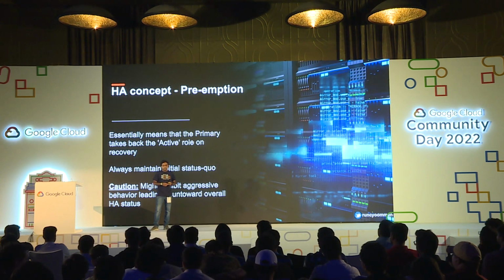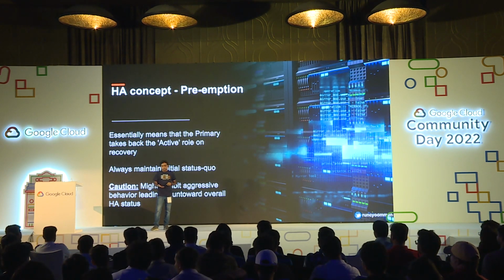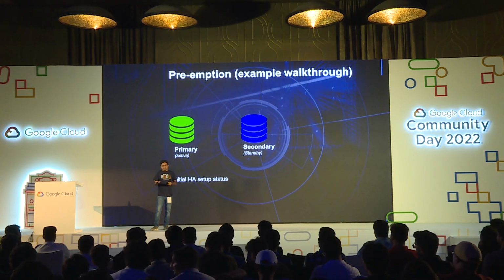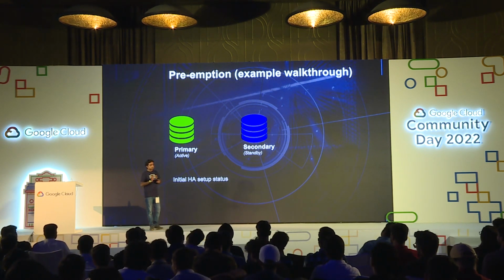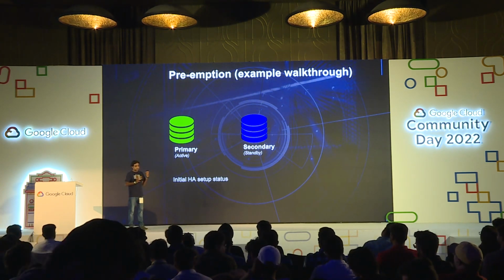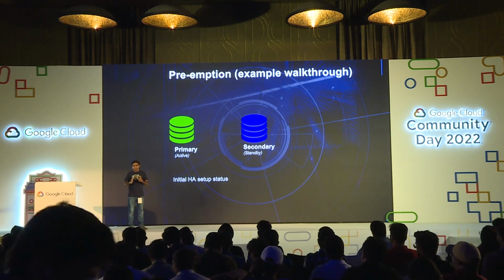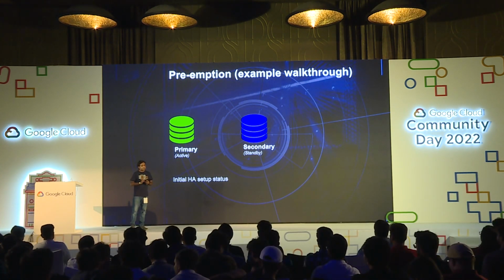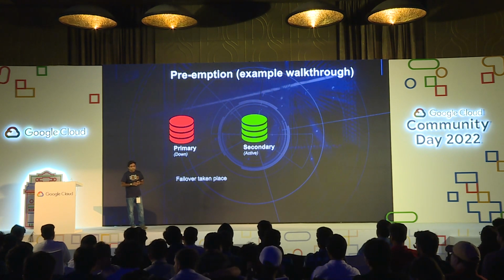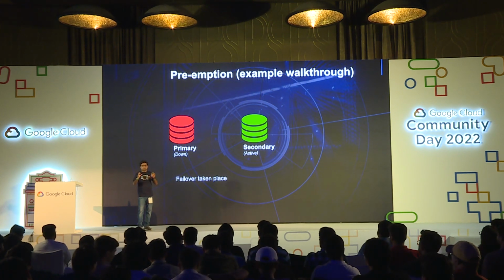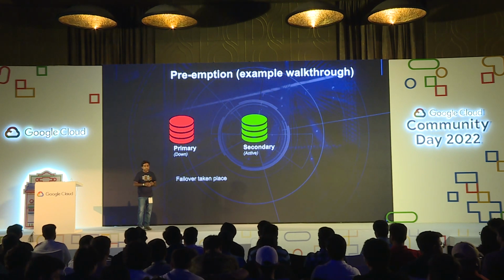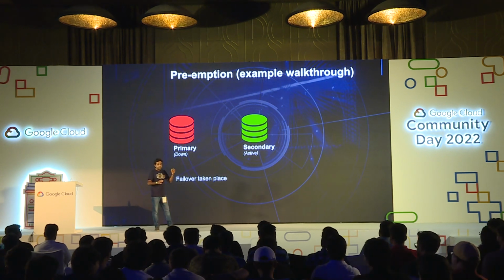Preemption essentially means that the primary takes back the active role. Probably we could explain it with an example. So here, this is how my HA cluster looks. Primary, which is active, you can see that it is green, and the secondary is a standby. So this is the initial HA status. Now, for some reason, the primary has gone down. So now your HA logic will kick in, and effectively the crossover has happened, and the secondary is now the active node. A failover has happened, depending on the concepts we discussed earlier.